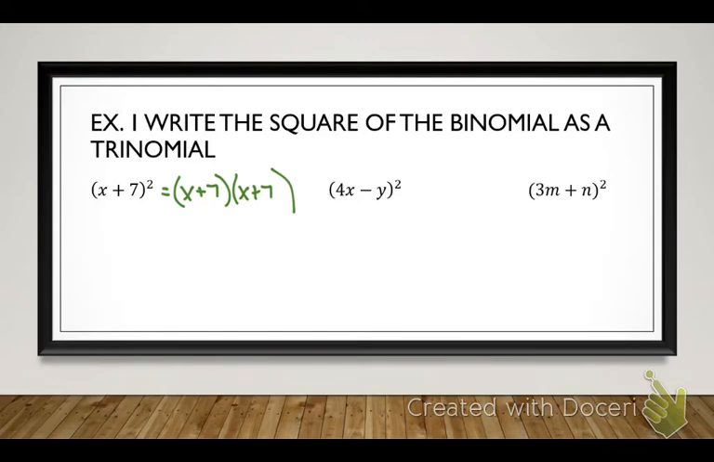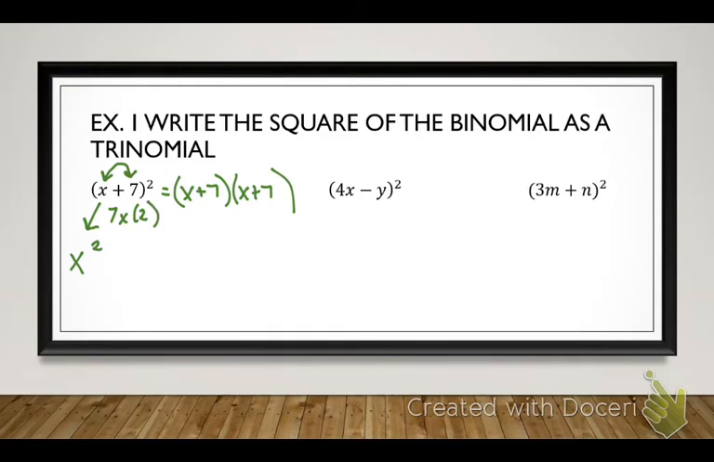All right, so here we go. My rule says when I have a binomial repeating, meaning it's going to be multiplied by itself, here's what I can do. I can square the first term. What is the square of x? X squared. I can multiply the terms together and double it. What's 7 times x? 7x. So when I double 7x, that means I'm multiplying 7x times 2.